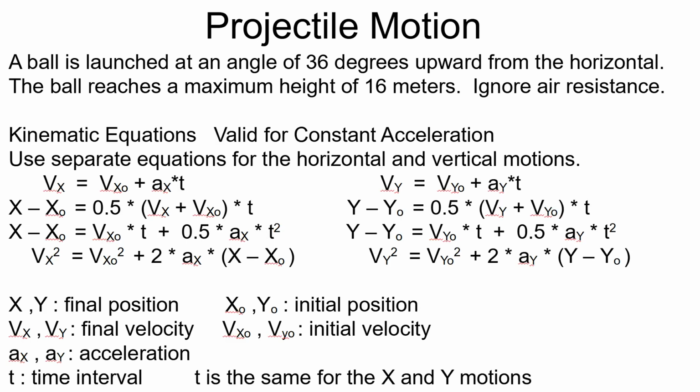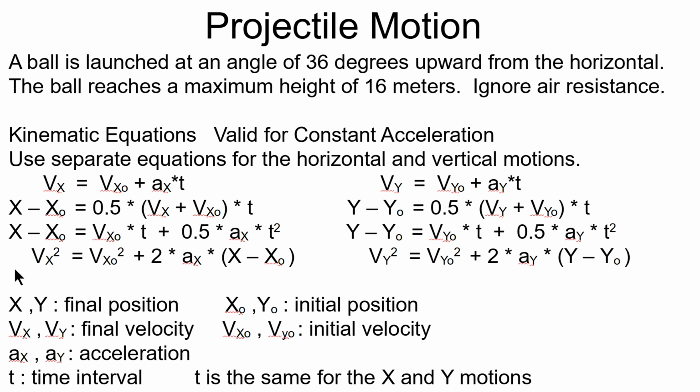Okay, kinematic equations. We have an assumption here that the acceleration is constant. That's okay for motion near the surface of the Earth. We have a constant value for the acceleration, and we're going to use separate equations for the horizontal and vertical motions. So these are the four kinematic equations. On the left side are the x kinematic equations, the horizontal motion, and on the right side, the y kinematic equations. We're going to simplify these, but this is the way we'll start off.